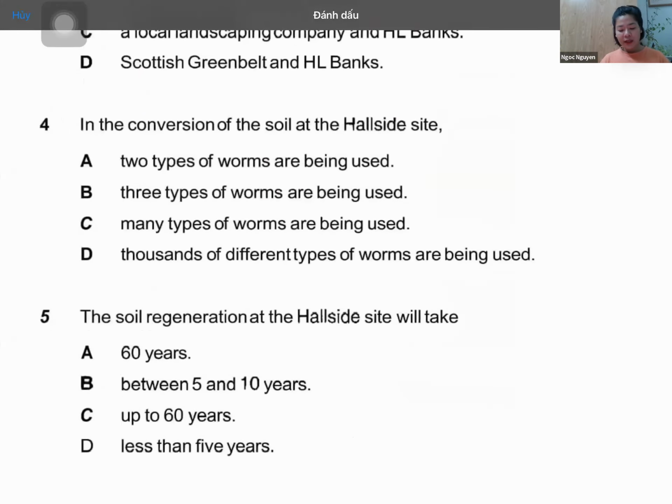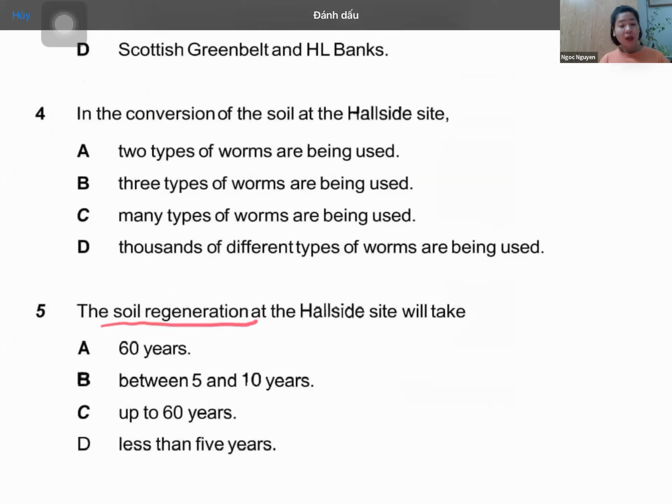Câu số 5 thì nó nói như thế này, cái quá trình mà tái tạo đất á, em biết là generate rồi đúng không? Tạo ra, regeneration, tái tạo, thì sẽ mất khoảng bao lâu? Để ý nhá. Will. Đáp án của nó thì là câu B. Thì một vài bạn bảo là sao không dùng câu C hả cô? Ví dụ em cũng tìm được thông tin câu C trong bài mà.